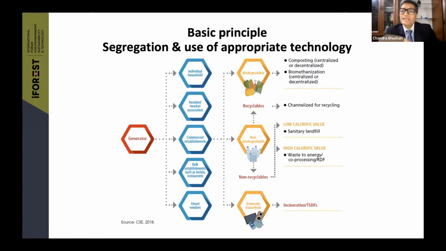So as you can see, there is a very clear hierarchy of technology. Biodegradable waste: compost, biomethanation. Non-biodegradable: recycle. Low calorific value: send it to sanitary landfill. High calorific value: you can co-process, make RDF, send to waste to energy. And domestic hazardous waste, either you have to incinerate or send it to the TSDF site. This is the only technology that is available. Now, this is what the waste technology is all about.